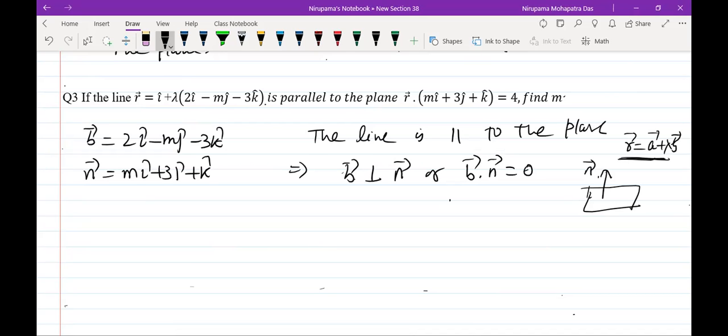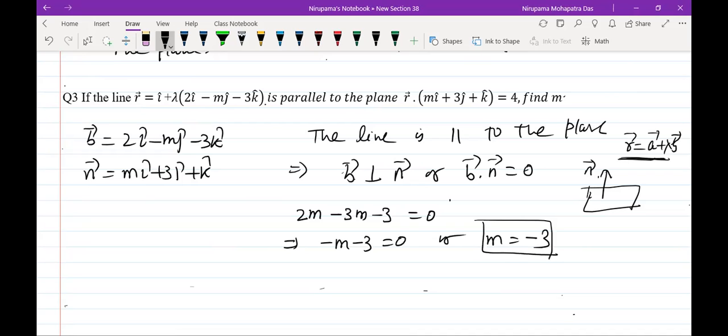Now b dot n equal to 0 means we are getting 2 into m, minus m into 3, that is a1 into a2, b1 into b2, then minus 3, equal to 0. It means 2m minus 3m minus 3 equals 0, that is minus m minus 3 equals 0, or you can say m equals minus 3. So this is basically the way to solve the questions.